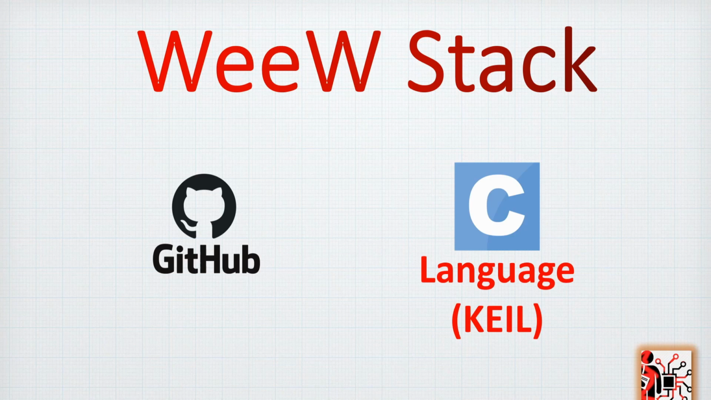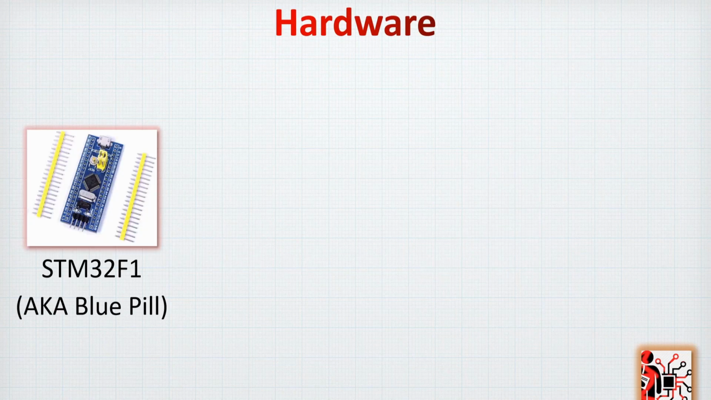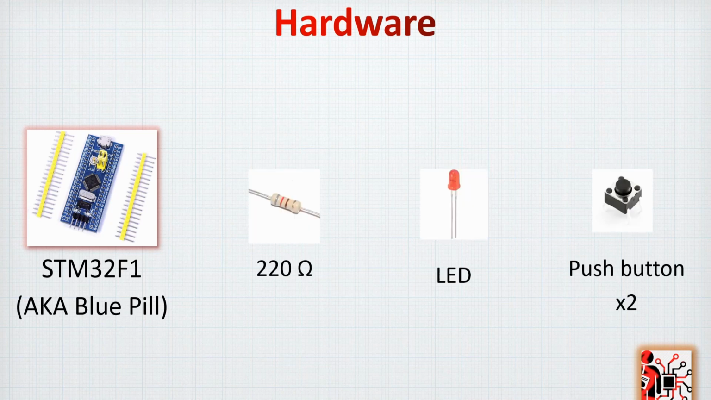Also, the language that we are going to use is C. The program that is used also is called Keil, and this is the program that we are going to use for programming, building and loading the code. So for the hardware, as usual, the STM32F1 and the board is the blue pill. And for the circuit, we are going to use a 220 ohm resistor, one LED and two push buttons. Let's quickly take a look at the testing example circuit.